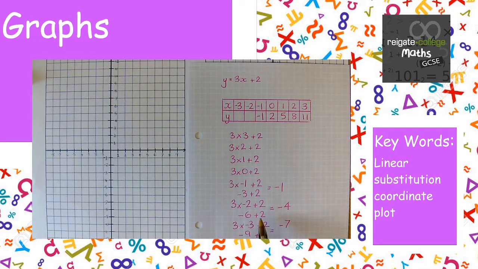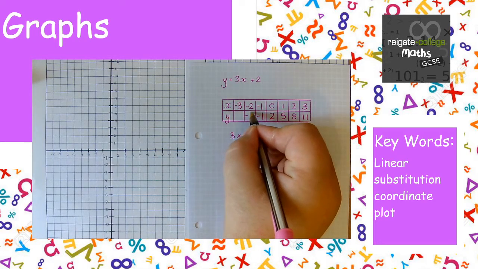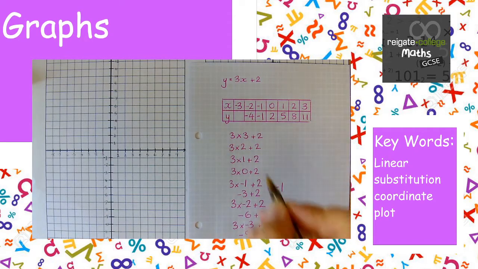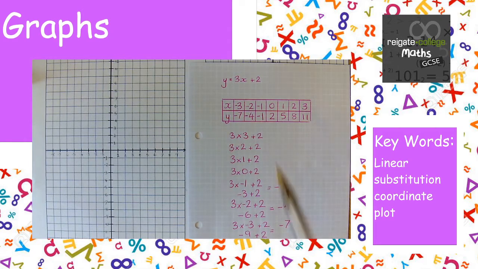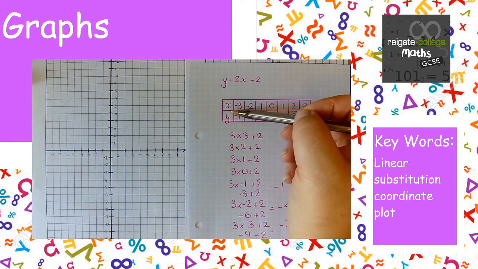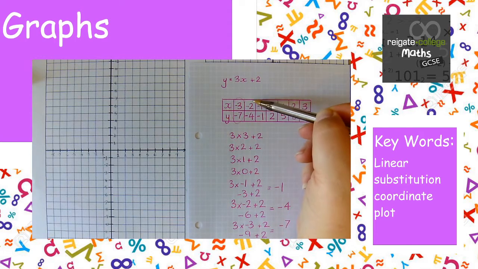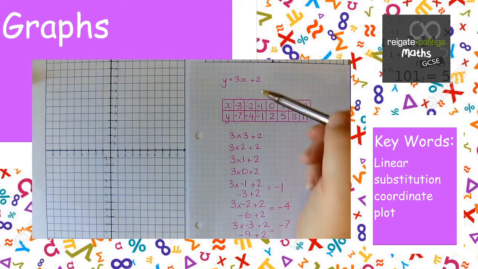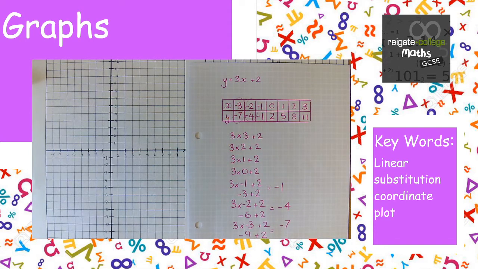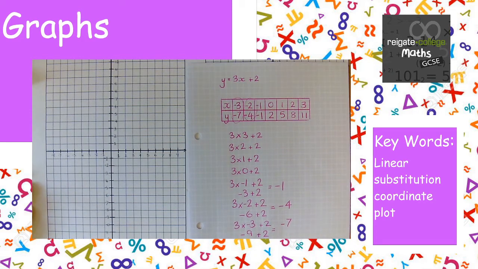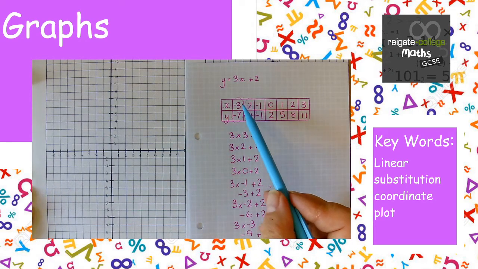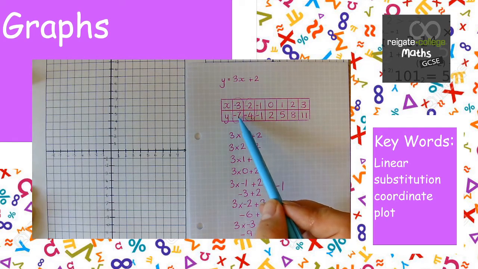So when x is -2, y is -4. When x is -3, y is -7. And what I have here, if I read up and down, are the coordinates that I'm now going to plot on this graph paper. I always try to plot my graph in pencil, therefore if I make a mistake I can rub it out. So my first coordinates, -3, -7.